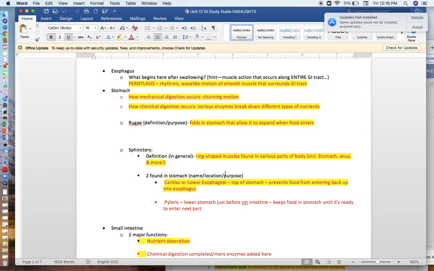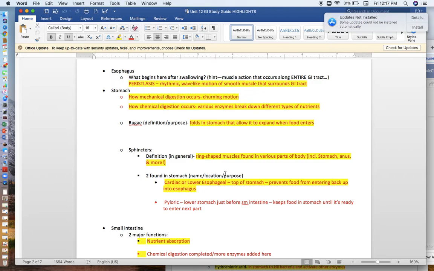There are 2 sphincter muscles in the stomach. Sphincters, remember again, are those donut or ring-shaped muscles that can open and close. Found all over the body, but again, 2 in your stomach. So the 2 in the stomach are called the cardiac sphincter or the lower esophageal sphincter. That's the one at the top, which is at the base of the esophagus near the heart. That prevents food from going back up into the esophagus. And remember, we don't want stuff back up into the esophagus because stomach contents are acidic and the esophagus can't handle that acid.